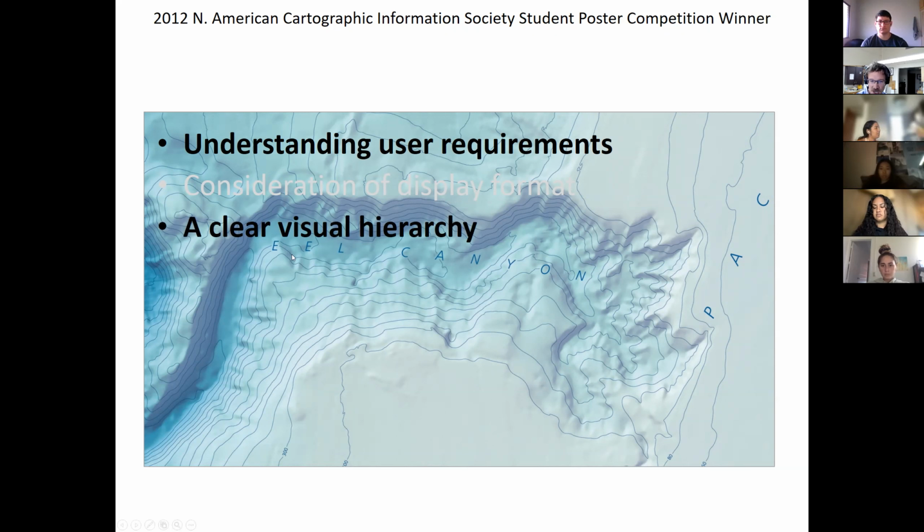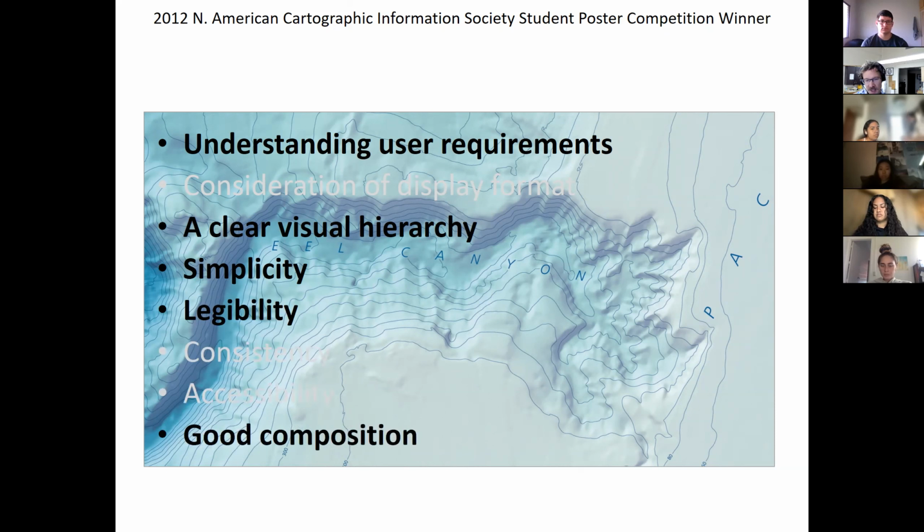We've got this shaded hillshade relief map in the background with colors by depth. But it's a little faded in the background, right? And then we've got these contour lines over top. It gives this three-dimensional nature to the map, that it's simple, clean, legible, and consistent, and that there's a nice, good composition to it. So these are the elements I want you to wrestle with.